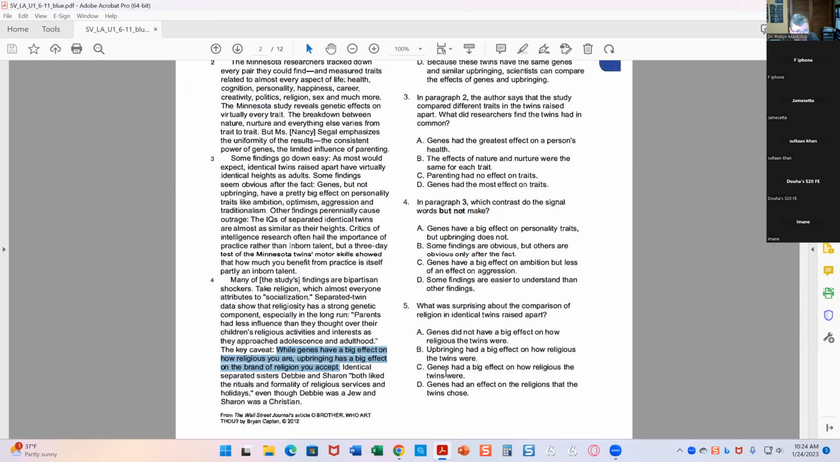And then C, genes had a big effect on how religious the twins were. So they reference that right here. Oh, it was the one I highlighted. While genes have a big effect on how religious, that's the key word. So you're looking for words that you can sort of match in order to really see what the question's asking. And this is the key sentence here in the reading for number 5. But you have to dig through it, and you don't have time during the test to dig through it.